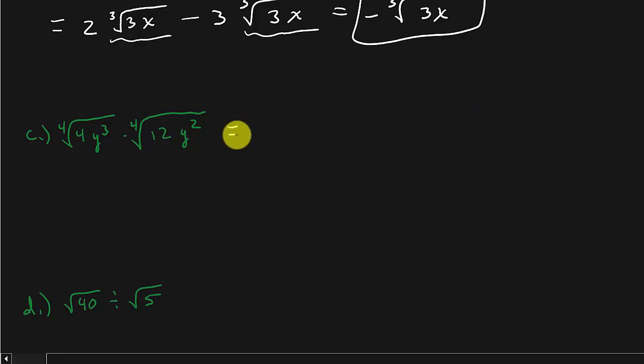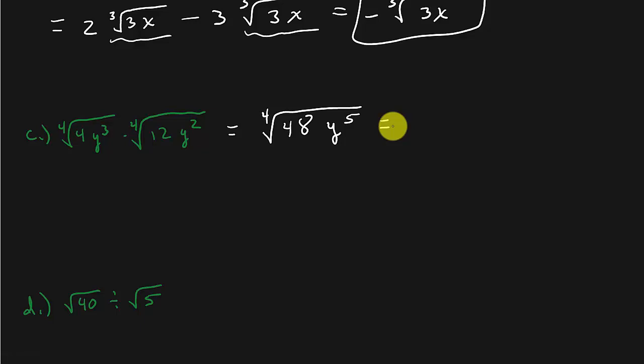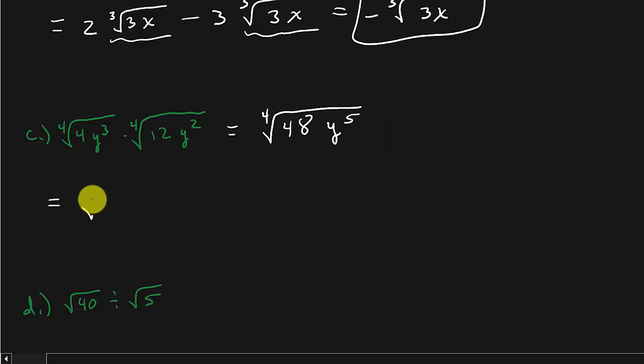So, let's multiply. So I've got what? The fourth root, 4 times 12 is 48. Y cubed times y squared is y to the 5th. And now, so we multiplied them, but now we've got to make sure, okay, can I simplify it? Well, does 48 have a perfect fourth root? Yeah, that's 16 times 3. 16 is 2 to the 4th.